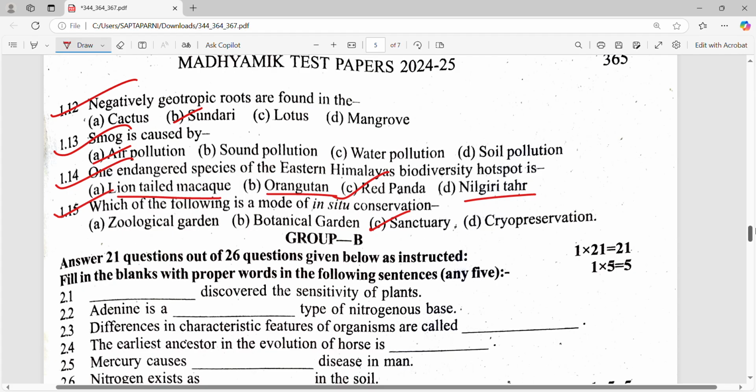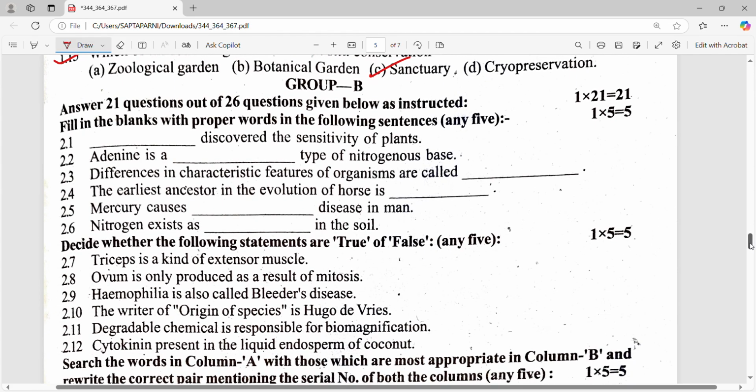Okay. Next, you have to fill in the gaps. The first question asks, discovered the sensitivity of plants. Acharya Jagadish Chandra Bose discovered the sensitivity of the plants. Adenine is a dash type of nitrogenous base. It is a purine type of nitrogenous base.